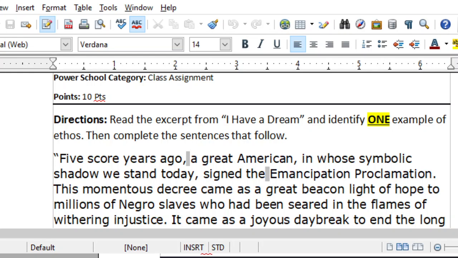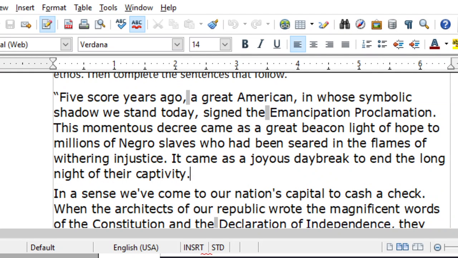King. 50 years ago, a great American, in whose symbolic shadow we stand today, signed the Emancipation Proclamation. This momentous decree came as a great beacon light of hope to millions of Negro slaves who had been seared in the flames of withering injustice. It came as a joyous daybreak to end the long night of their captivity. In a sense, we've come to our nation's capital to cash a check.